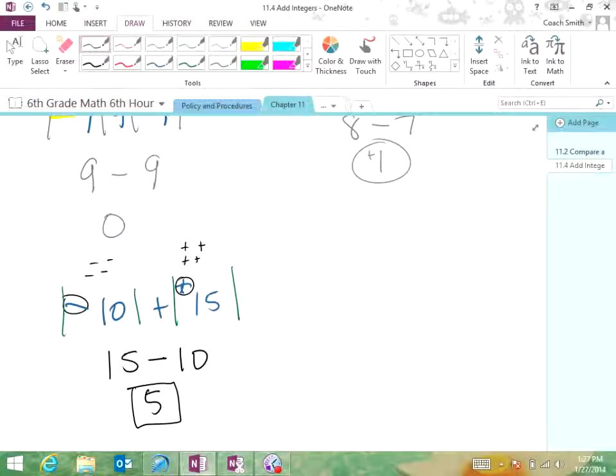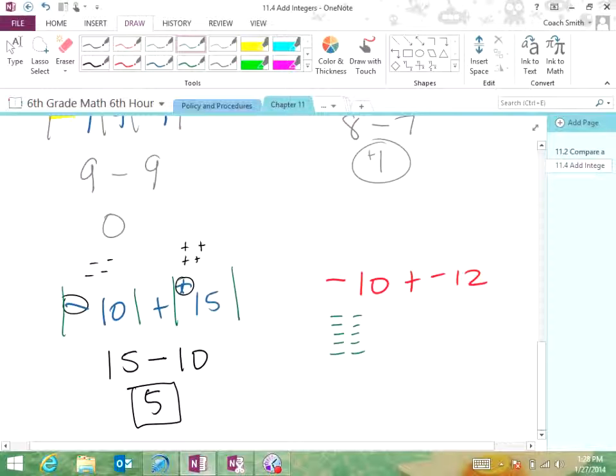All right. So now let's look at the opposite of this. The opposite would be if I had negative 10 plus negative 12. If you think of it, that means I have 1, 2, 3, 4, 5, 6, 7, 8, 9, 10 negatives on this side, then I have 12 negatives on that side. So how many negatives do I have? 22. So the answer is negative 22.